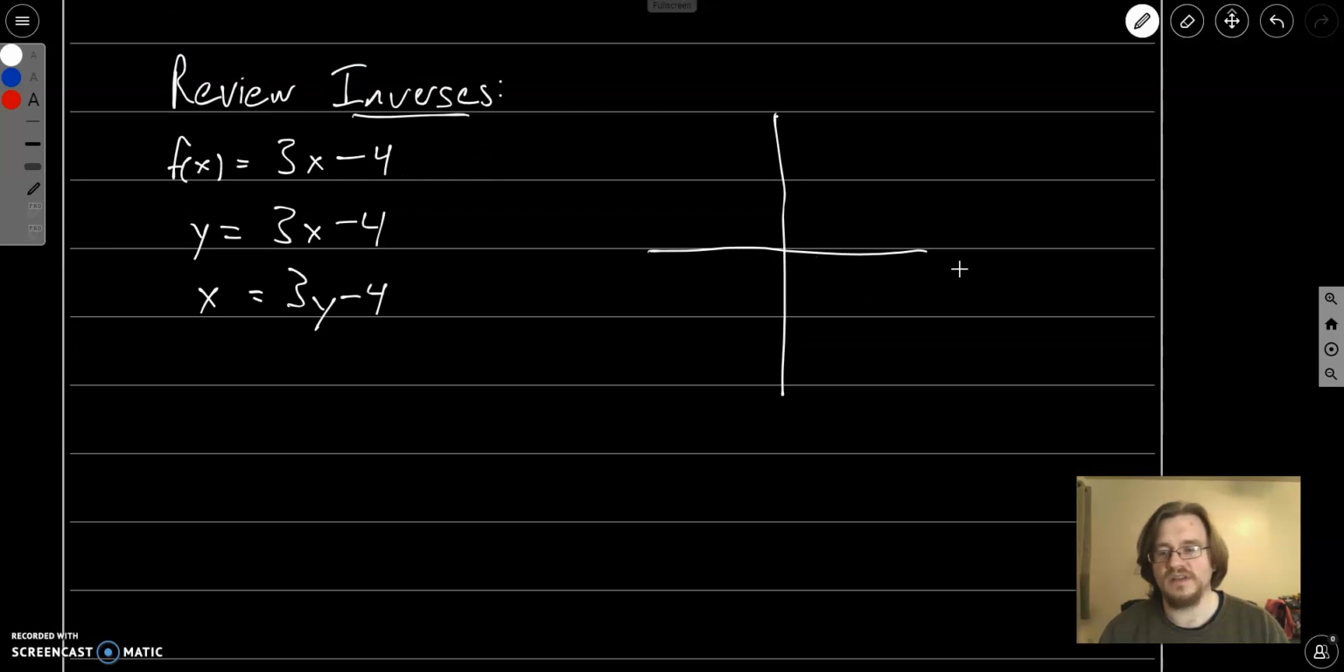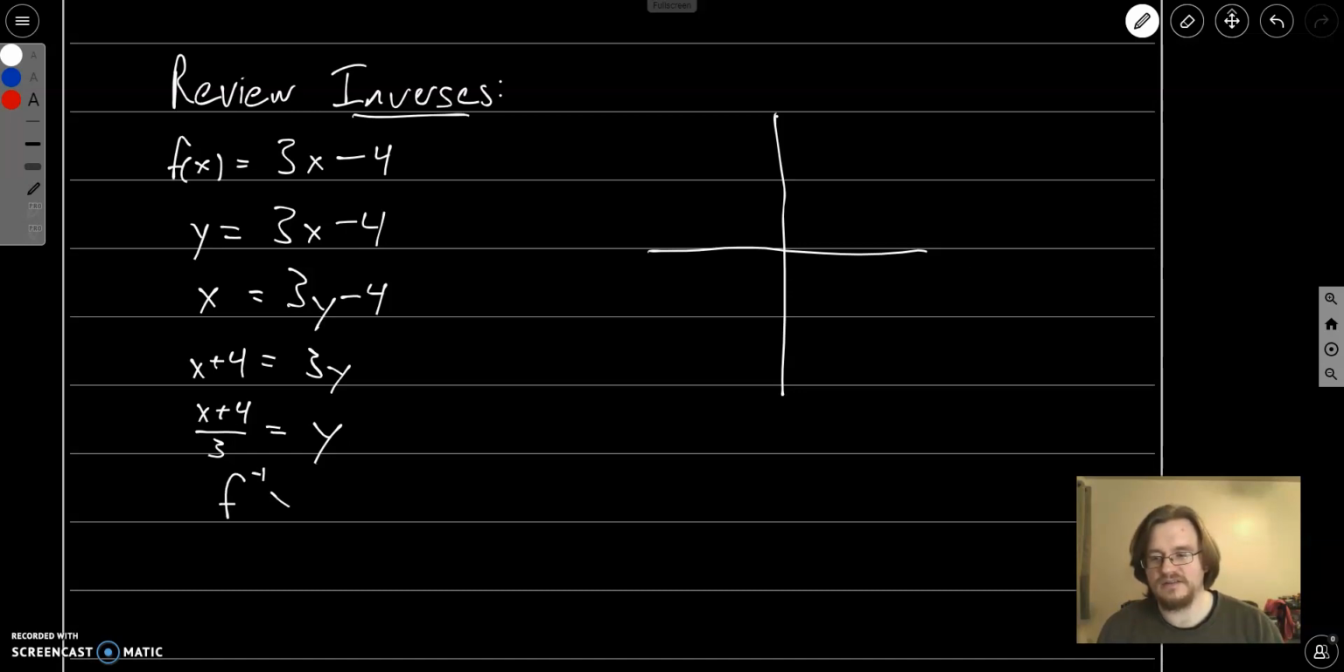And when we're finding a function, we normally want to solve for y. So if I solve for y here, I could add 4 to both sides, and then divide both sides by 3 to get x plus 4 divided by 3. And this will be my new function, so if I call y my new function, I will have x plus 4 divided by 3.